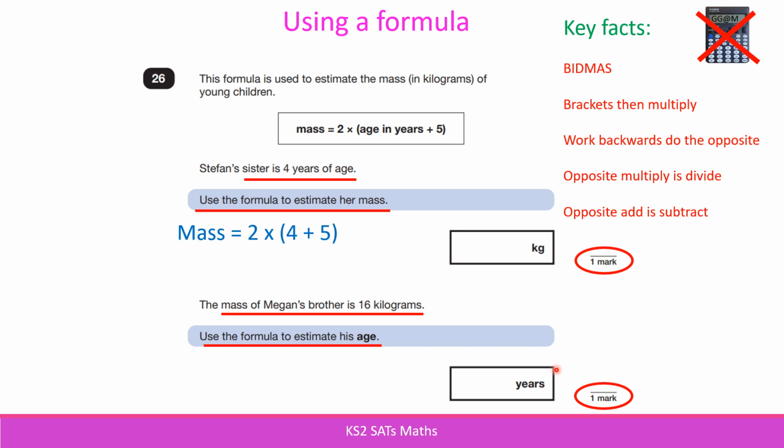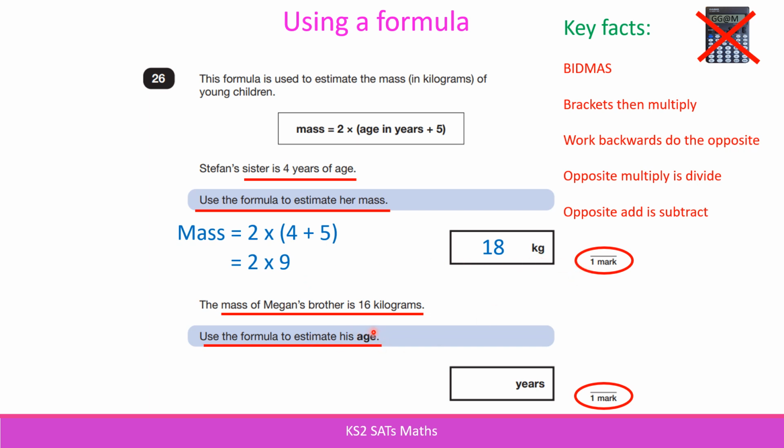Fantastic work. So to start with on this question here, we know this sister is 4 years old, so I'm going to replace the age in years with 4. 4 plus 5 is 9, times it by 2, gives me 2 times by 9. We can remove the brackets here because we've worked out the answer to 4 plus 5, and if the brackets were there, it would still be exactly the same as 2 times 9, or just written like you can see here. 2 times 9 is double 9, which is 18, and you need to write that in the box here for 1 mark.